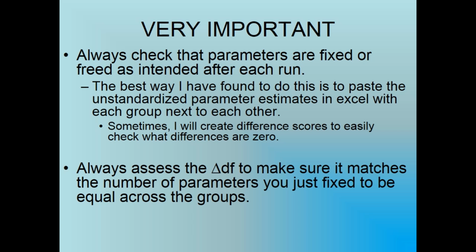Another important thing to remember is always, always, always check your change in degrees of freedom. It gives you a great indication of whether the changes you made to the model are appropriate. For example, if you're fixing the factor loadings to be equal across the groups and you have 9 items, you should have a change in degrees of freedom of 9. When presenting these results, I also often put them in a table and make it very clear what models we compared to which one. And it's easy to base that off a change in chi-square.